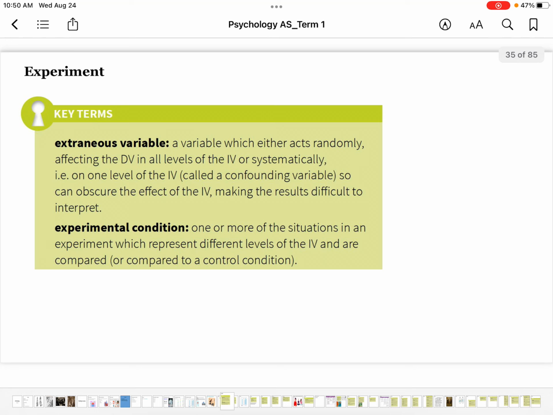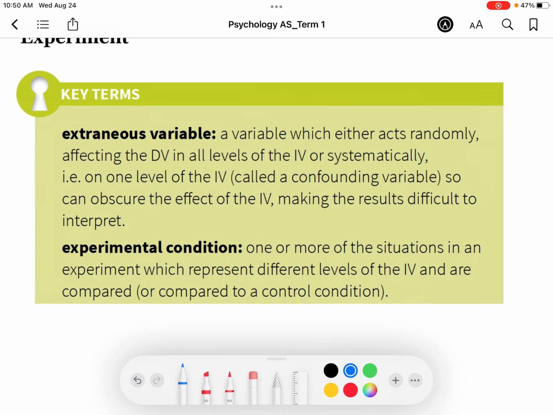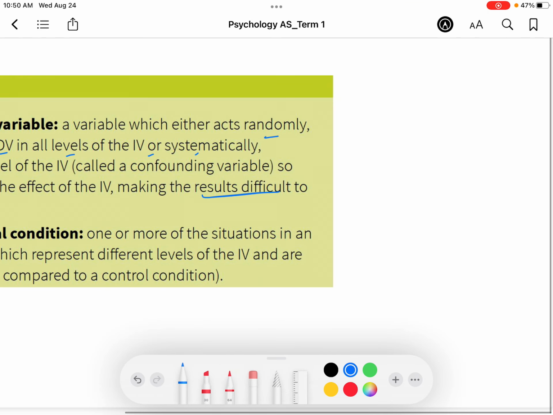Now, when you do an experiment, there's what we call an extraneous variable. It is unavoidable, unfortunately, and this affects the results of the study to an extent. What is an extraneous variable? A variable which either acts randomly, affecting the dependent variable in all levels of the study, or systematically, making the results difficult to interpret or invalid or unreliable. All right? Now, here's an example.